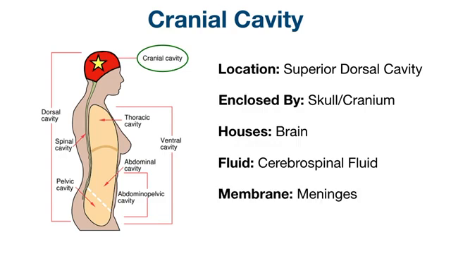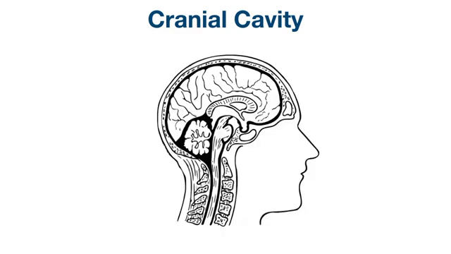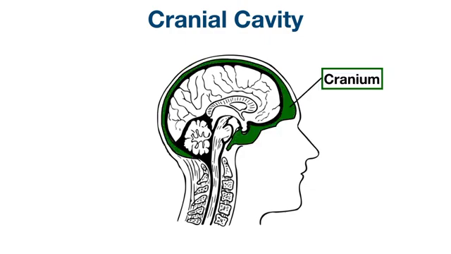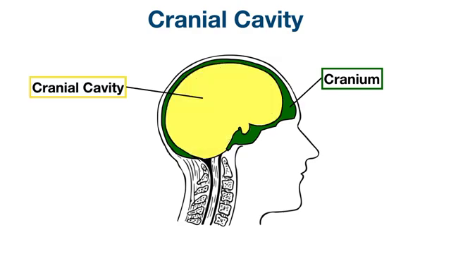Each cavity is also lined with thin sheets of tissue called membranes. The cranial cavity is lined by a three-layer membrane called the meninges, which protect and cover the brain. The three meningeal layers are the dura mater, arachnoid, and pia mater. Let's take a closer look at the cranial cavity and all of its features. We're looking at a side view of the brain and skull called a sagittal view. As we mentioned before, the cranial cavity is enclosed by the cranium or skull, which we have highlighted in green. You can see how the skull has formed an empty space or cavity. This space created by the skull is called the cranial cavity, which is shown in yellow.